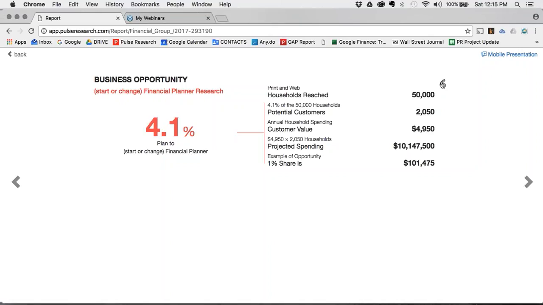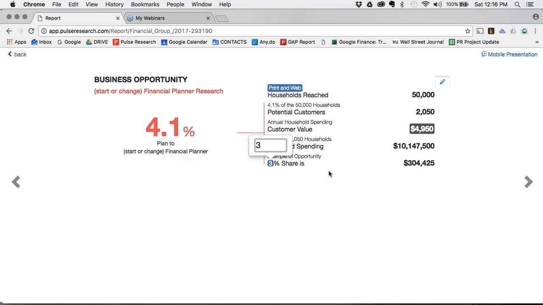Now, watch how we built into the program the ability to edit with direct input from the advertiser. So you can change the number of households, in other words, your audience. We suggest you keep the average investment the same. But look at this. You can say, well, what share do you think you can get? You click here, and they say, well, I think I can get 3%. I want to be more aggressive. And look at that. That's over $300,000.